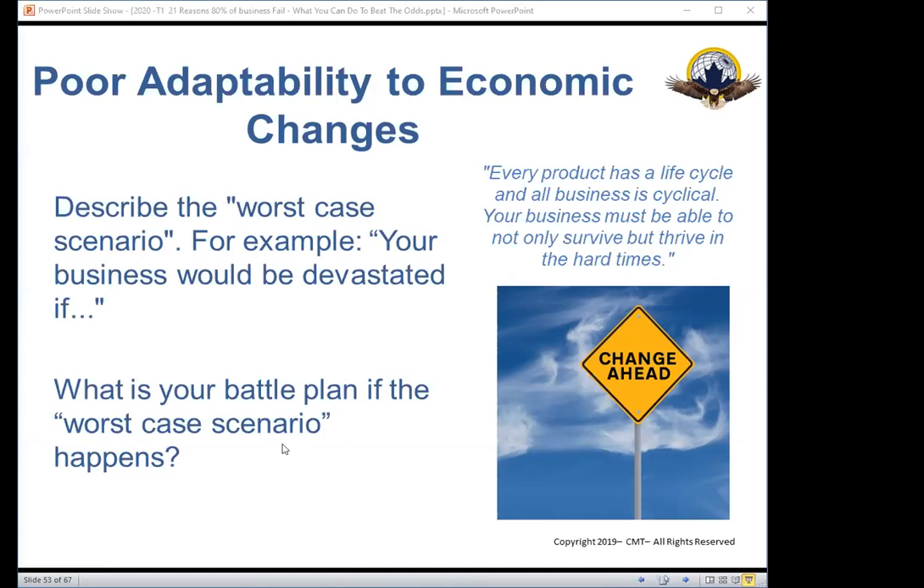What is your battle plan for the worst case scenario? I never want it to happen for you. Chances are it may not ever happen for you. But if it does, you'll have a plan.